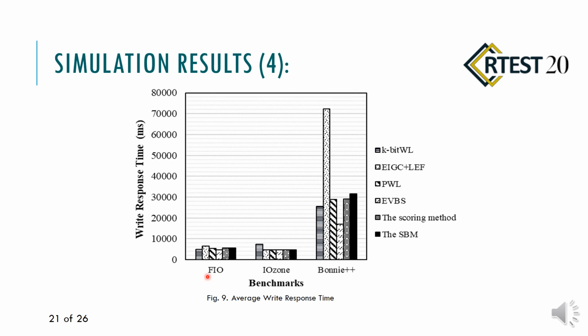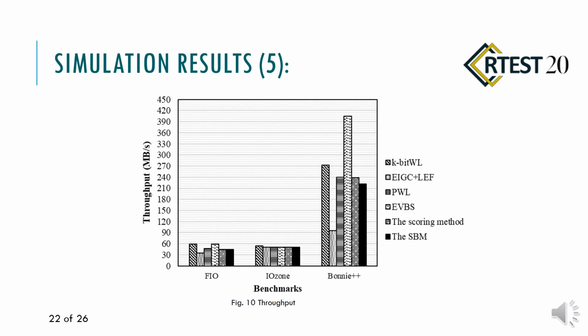In FIO benchmark, the SPM method result is about 14.3% more than EVBS, which is the best method, and EIGC shows the worst performance, and its value is about 27.4% more than EVBS.